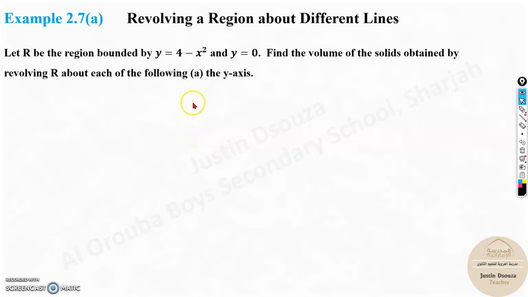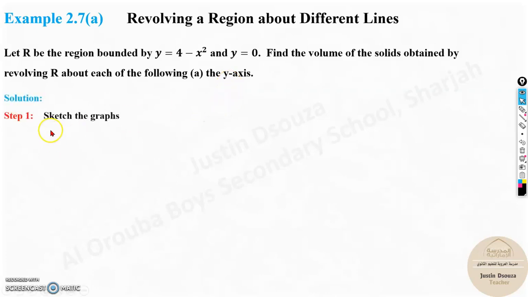Now we will solve problems revolving a region about different lines. It may be axes or specific lines. Here we have a problem where R is the region bounded by y equals 4 minus x squared and y equals 0. Find the volume of the solids obtained by revolving R about each of the following axes, that is, the y-axis for the first problem.